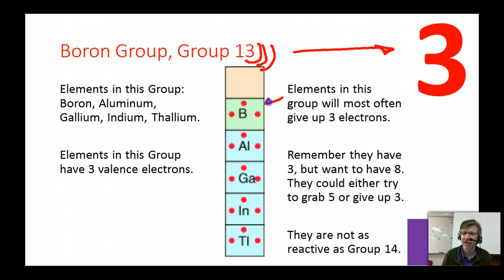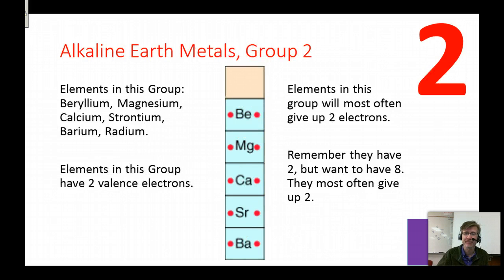They have 3 valence electrons. And in this case, they have 3, but they want to have 8. They could either try to grab 5, which is hard, or they could just give up 3. So what I'm trying to say here, again, is that underneath the valence electrons we're showing here, there's usually another set. So you either create a new set with the 3 electrons you got, or give up 3 to go back to the set underneath. We'll go over that in a second.